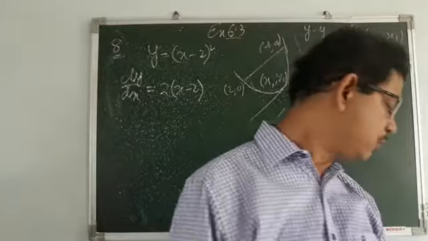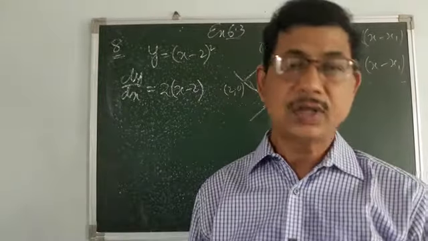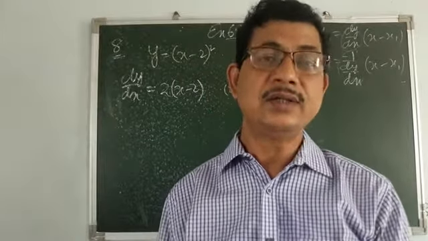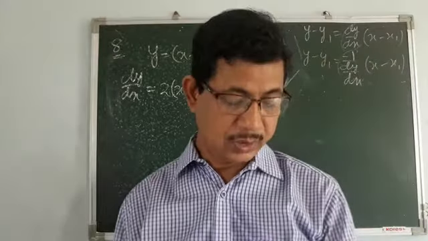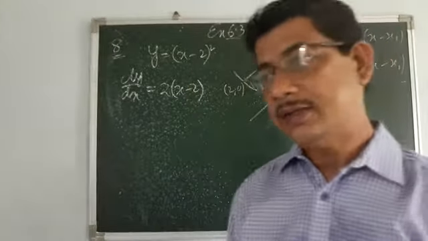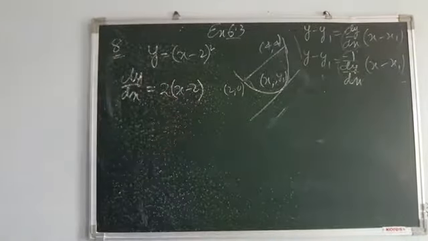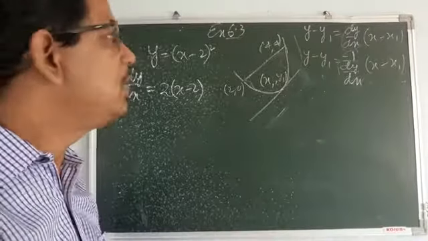And now question number 8, we will read this question first. Find the point on the curve y equals (x minus 2) whole square at which the tangent is parallel to the chord joining the points (2, 0) and (4, 4). That means they have said in question number 8, y is (x minus 2) whole square. Of course it is looking like a parabola.